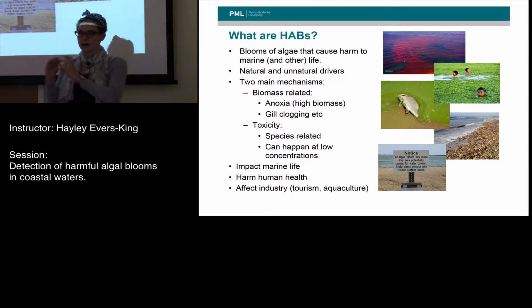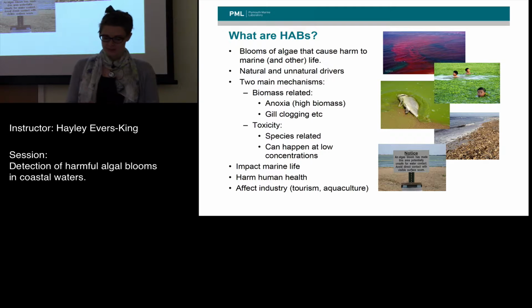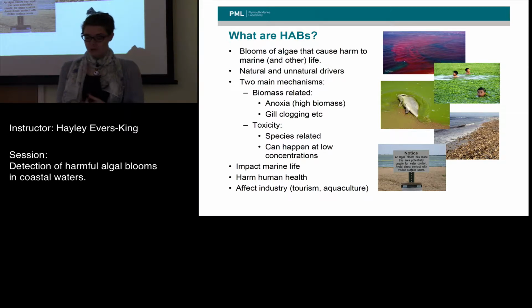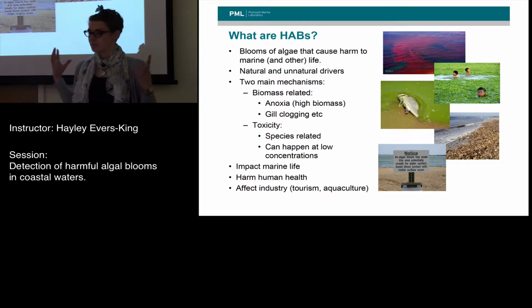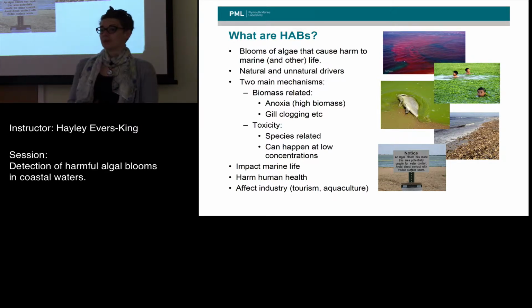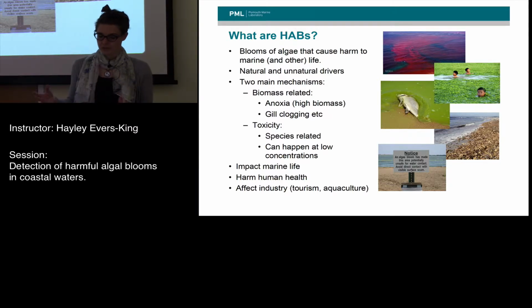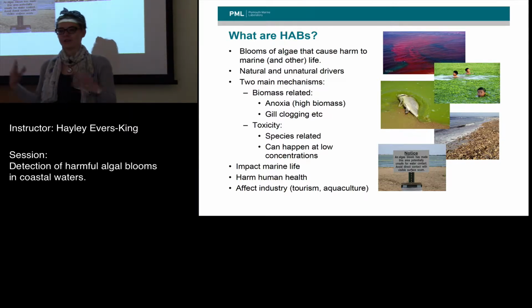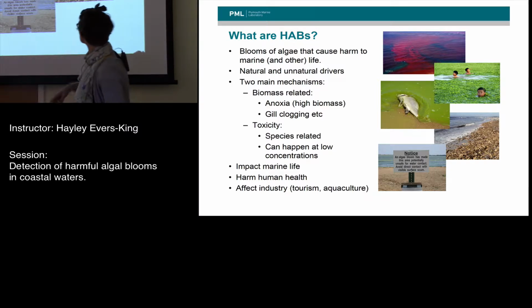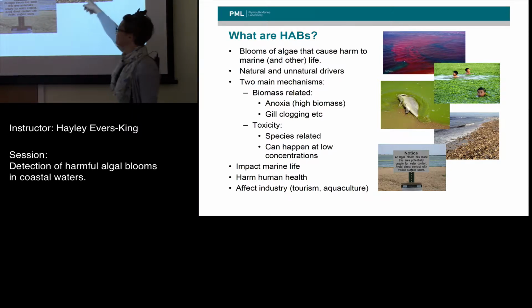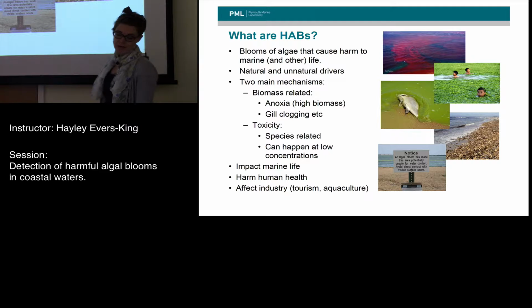There are two main mechanisms by which they cause harm. There are lots of finer details, but the two main ones that I'll discuss are biomass related. Often harmful algal blooms are really, really big growths of algae. And then you can have problems with anoxia. When the blooms grow, they die, they decompose, and the oxygen gets stripped from the water. This is not ideal if you're a fish or a lobster living in the coastal region, as in this case here. These are all lobsters that have walked out of the sea when they've had an anoxic event as a result of a HAB.